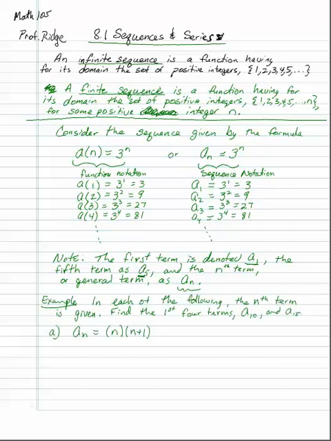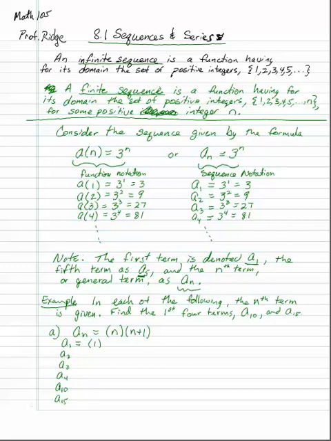Alright, so let's look at an example. In each of the following, the nth term, the general term, is given. Find the first 4 terms, and then we want to find A sub 10 and A sub 15, so the 10th term and the 15th term. So we want the first 4 terms, that's A sub 1, A sub 2, A sub 3, A sub 4. Then we also want to find the 10th term, A sub 10, and the 15th term, A sub 15. Notice, it's just like function notation. The subscript is the number you're going to substitute in for n.